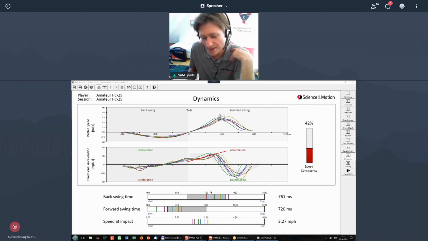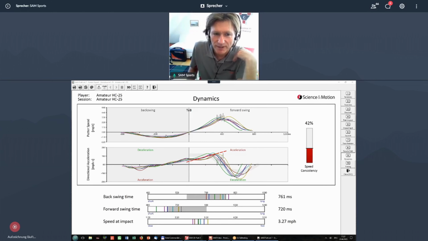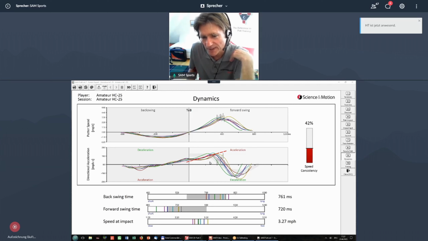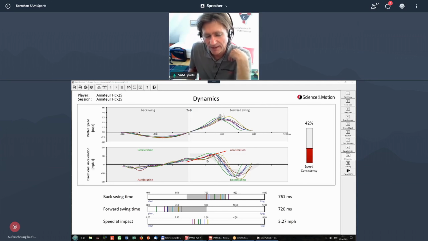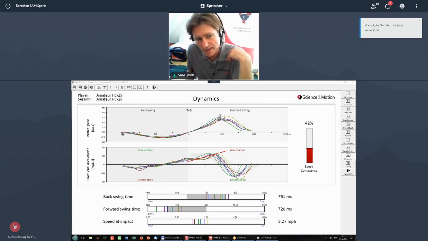And what is the difference? Well, the difference is that we can now connect the acceleration from backswing into forward swing directly. Why can we do that? Well, at this point in time, we started presenting here not the absolute rotation. We display now the directional acceleration, which is negative in the backswing and which is then positive speed in the forward swing. So this is now a movement to the right.